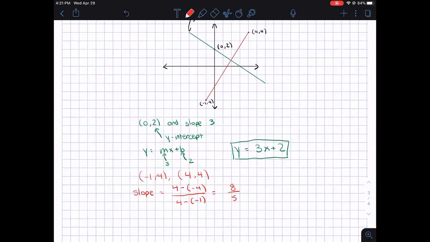So now what we can do is we can write the equation using point-slope form. Okay, so using point-slope form, we have 8/5 times (x plus 1) is equal to y plus 4, if we just use this equation. So this is the other.